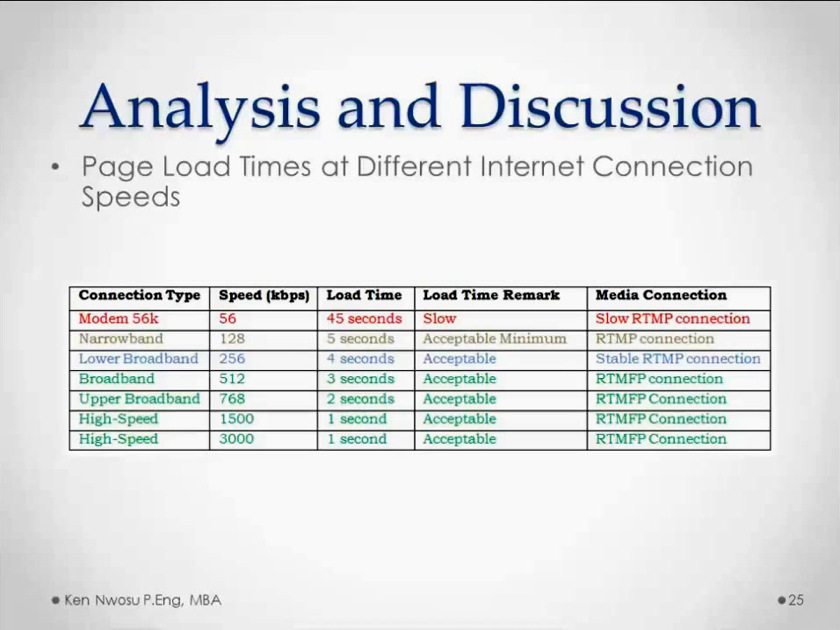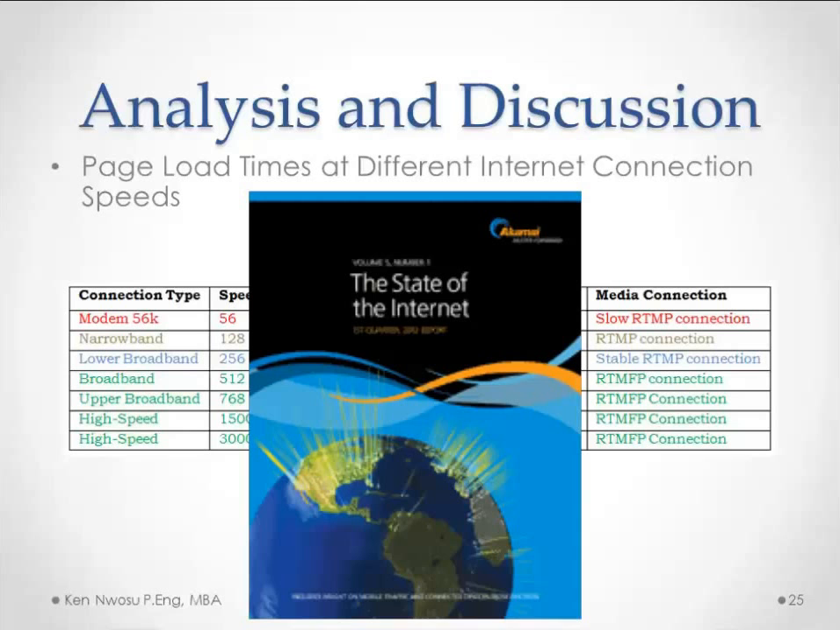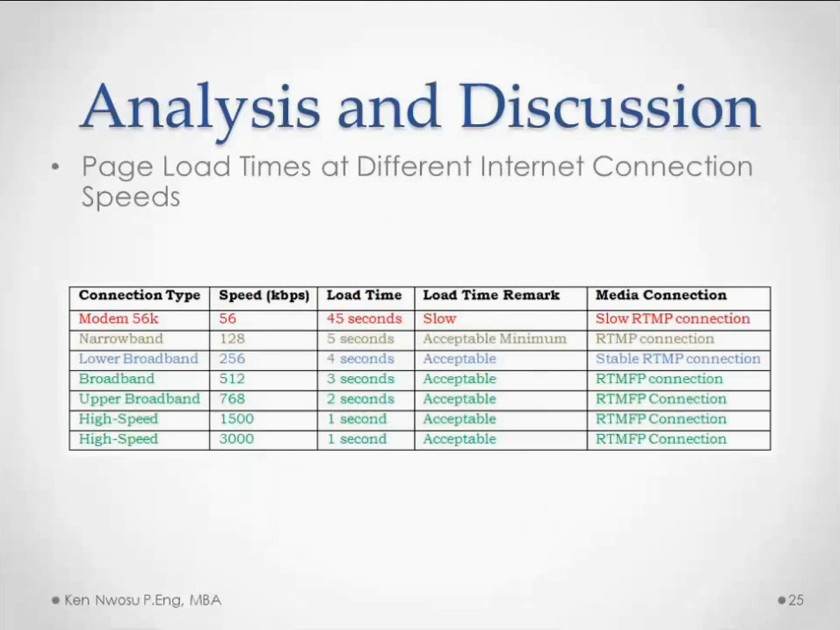Page load times at different internet connection speeds. As shown, the system performed well at narrow band speeds. A stable RTMP connection was established at 256 kilobits per second, while an RTMFP connection kicked in at 512 kilobits per second. This is significant because according to Akamai, in the report titled The State of the Internet, First Quarter 2012 Report, Volume 5, Number 1, the lowest mobile internet speed in the world is 322 kilobits per second. This means that TWIVES will perform excellently in Africa, even on mobile internet connections.